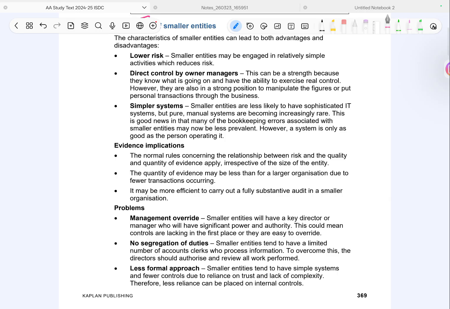In terms of evidence, the same audit principles apply regardless of size. The risk evidence relationship still holds. However, fewer transactions may mean less audit evidence is required, and a full substantive approach may sometimes be more efficient.